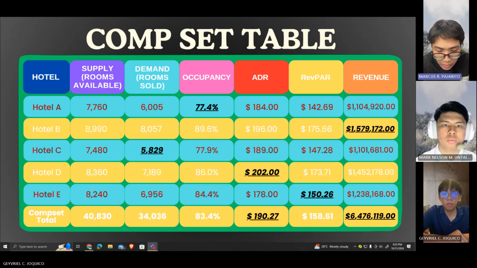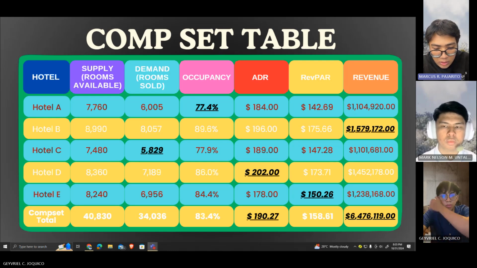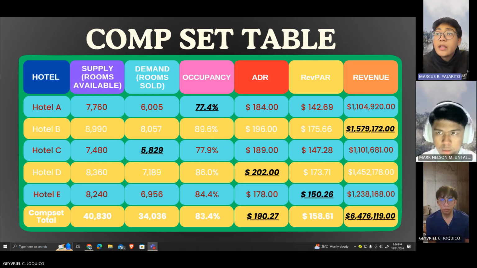Hotel B revenue. Hotel B revenue is calculated by multiplying ADR, $196, by rooms sold, 8,057, giving a total revenue of 1,579,172. This shows the hotel's financial performance and income potential through room sales. Finally, the total revenue across all hotels in the set is 6,476,119. Next slide.